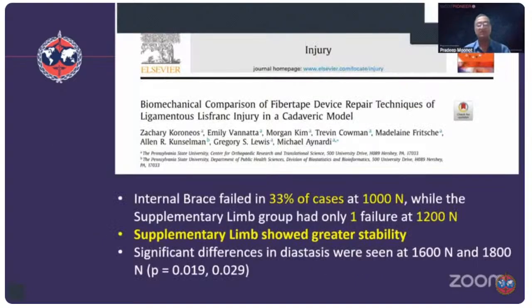No is the answer, because a biomechanical comparison was done looking at the internal brace fixation, and they showed that there was a 33% failure rate at 1000 newtons if only a single supplementary limb was used. Now, if you reinforce the Lisfranc limb with another supplementary limb, either through an intercuneiform or back to the cuneiform, it is much better.